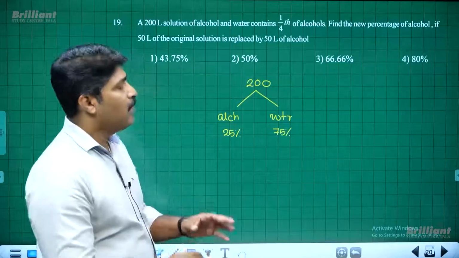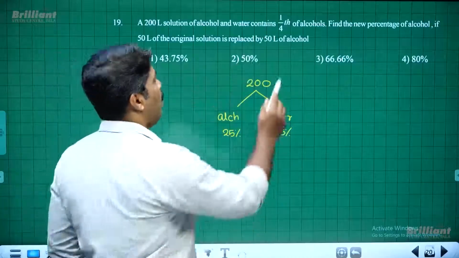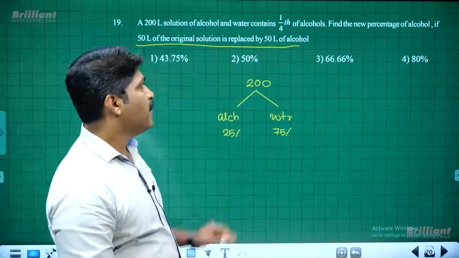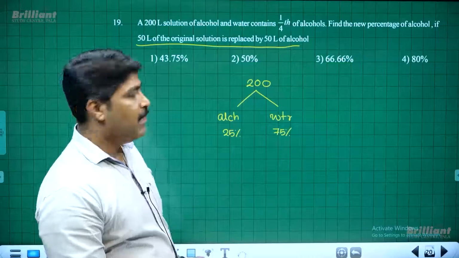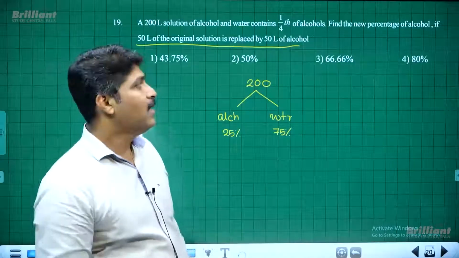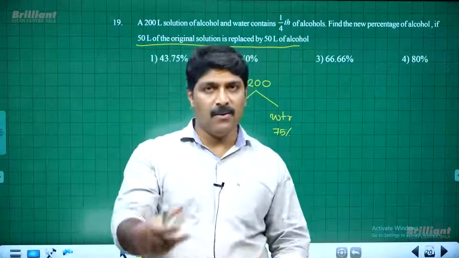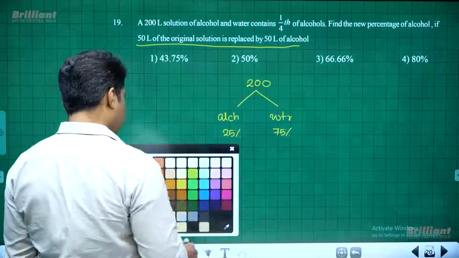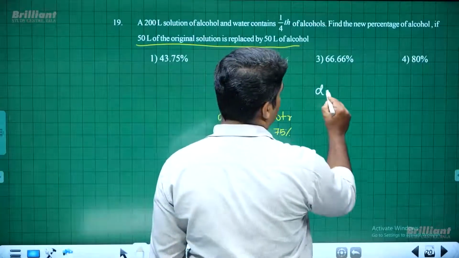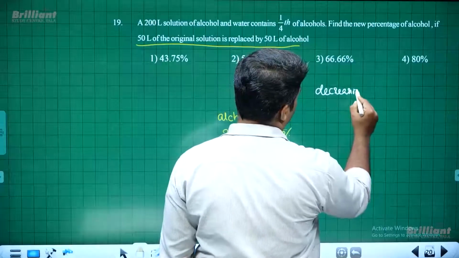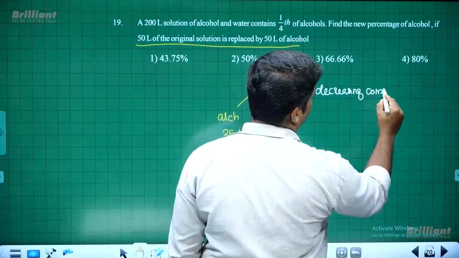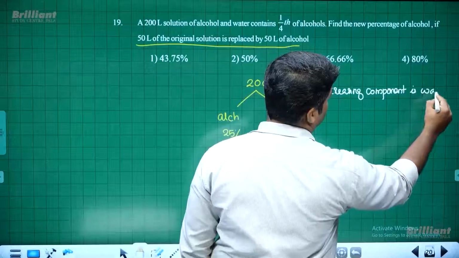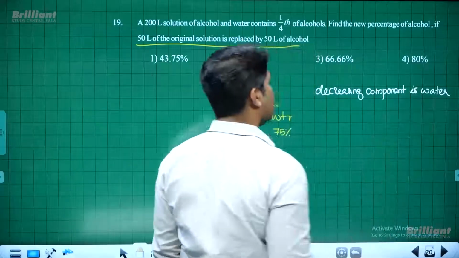So what do you have to consider? We are replacing 50 liter of the solution with 50 liter of alcohol. That's a very important condition. So what is the diminishing component here? Is it water or alcohol? Think about it. Here we are replacing it with alcohol, so the diminishing or decreasing component is water. That's a very important understanding. So here the decreasing component is water.